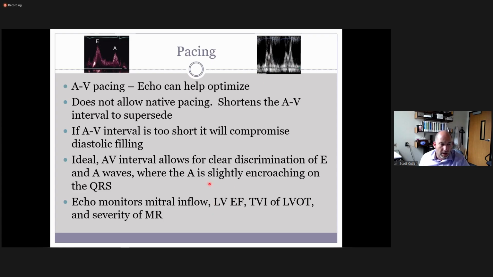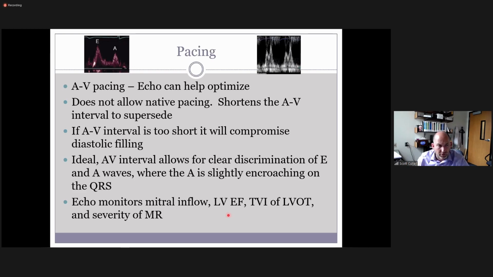And again, the A wave in this case on the right might be encroaching on the QRS. If it gets too close to the QRS and we start cutting off the A wave, then you're restricting the amount of flow going out during diastole. Echo can monitor the mitral valve. We look at the EF, the TBI, the LVOT, and we can look at the severity of MR also.